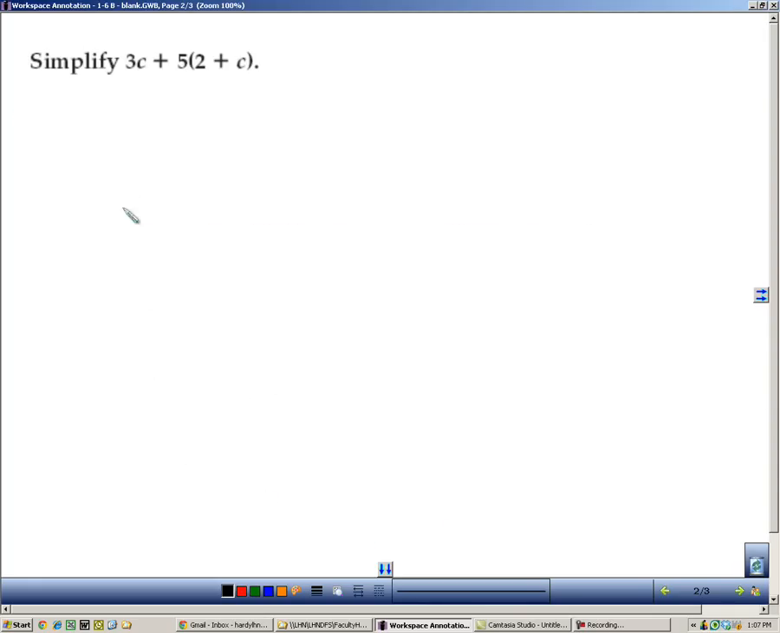So here's our first example. If you notice the parentheses here, I cannot add 2 and c because they're not like terms, but the distributive property says that I can take this 5 and distribute it to both the terms inside. So rewriting, we end up with 3c plus 10 plus 5c. Now, we could take these two terms and use the commutative property to change them into 5c plus 10.